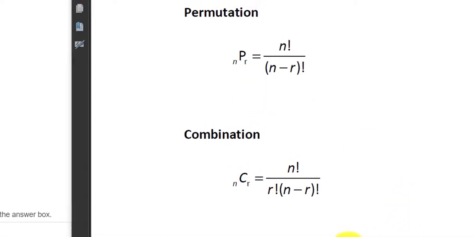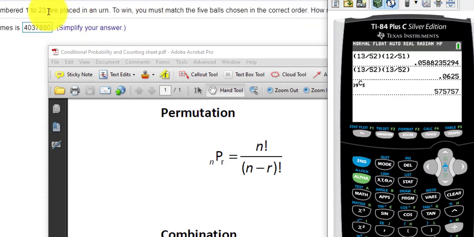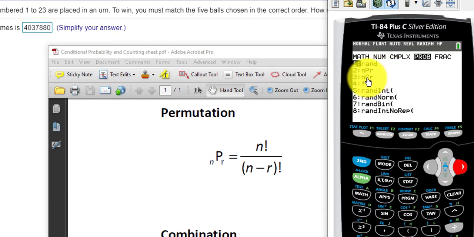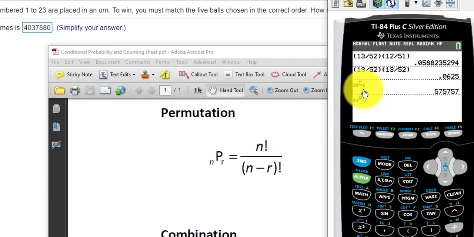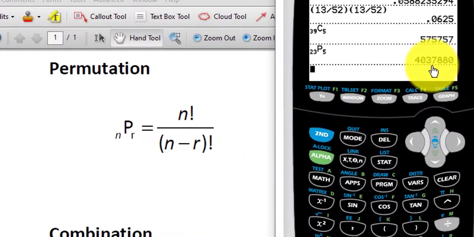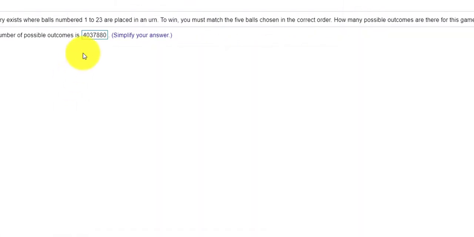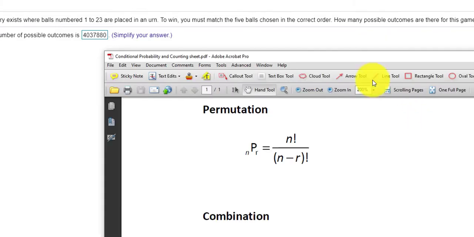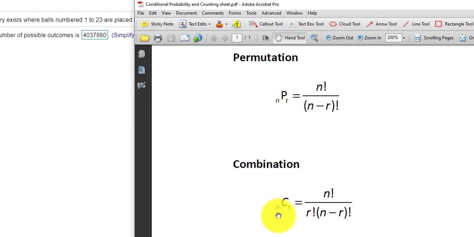Right? So when I look at my calculator, it's 23 balls. I have to pick 5. So there's 23 balls, and I'm going to use the probability menu, and it's nPr. So instead of the C, we're using the P for permutation, and again, I pick 5, and this is where order matters. So it's 4,037,880. I put that in there, we check answer, 100%, right? And again, if you don't have the nPr or the nCr, you can always use the factorial key, okay?